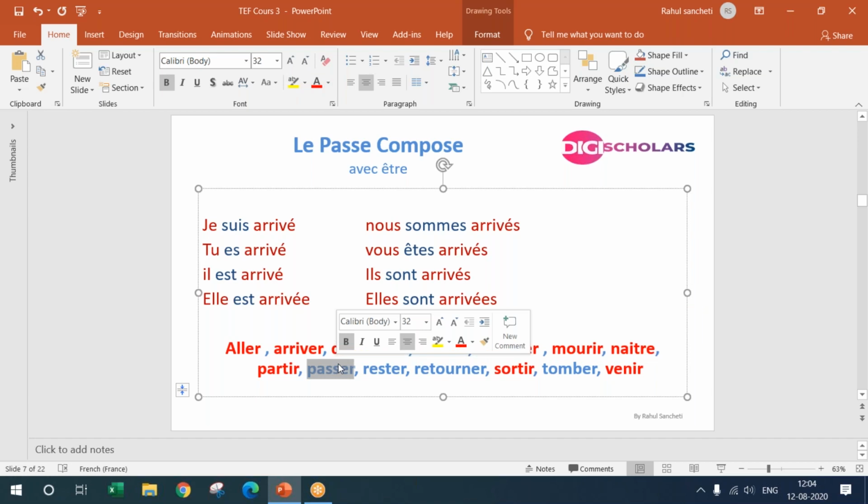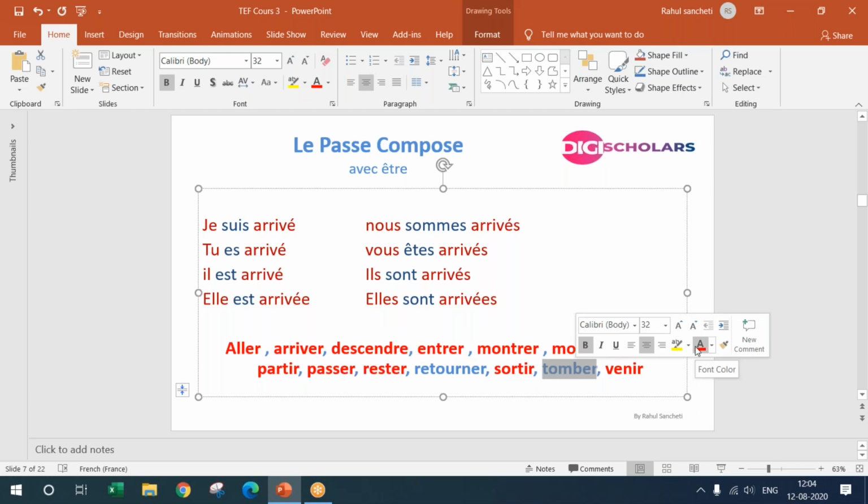Passer is to pass, move. Rester is to rest. Tomber is to fall. Retourner is to return. So these are the other verbs which are there. If you saw, five of them were there and their opposites are also there. And if you have closely looked at it, what is the first thing that comes to your mind? I'll repeat it again in English. Try to find out the similarities.